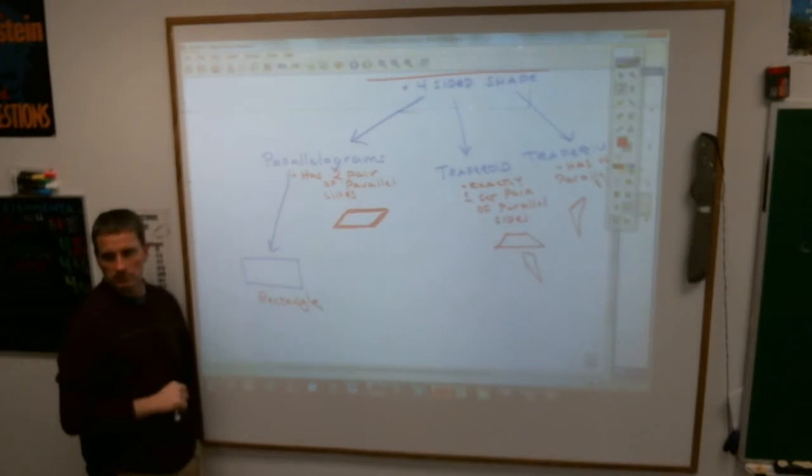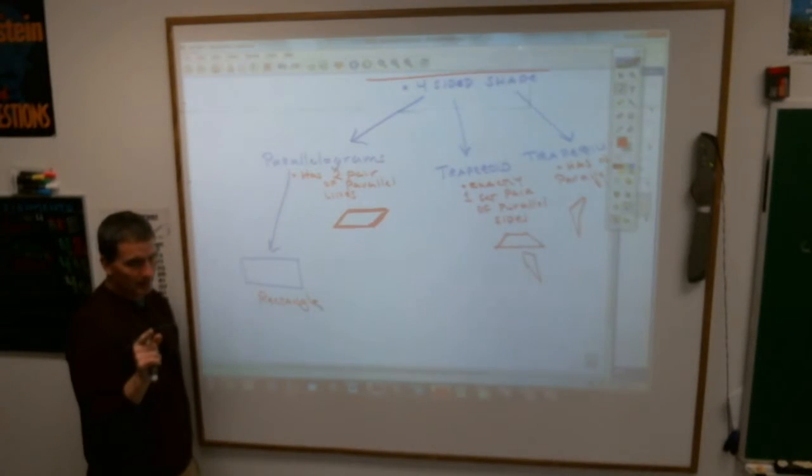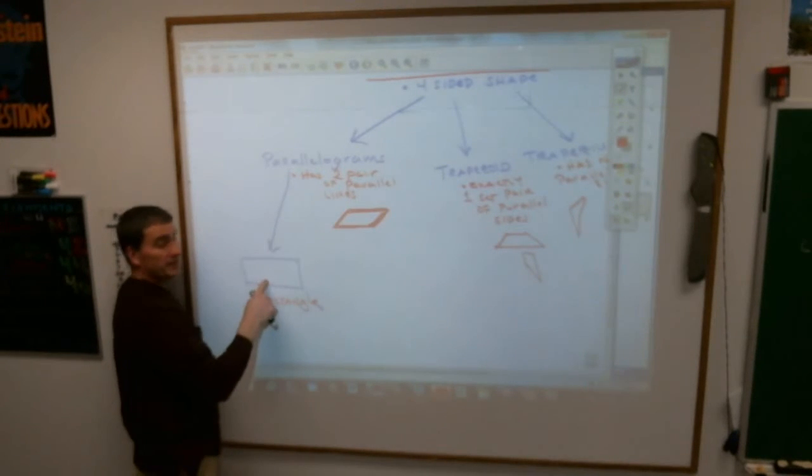Wow. The tension is so thick you could cut it with a knife. The two pairs of parallel. Yeah, but that's a parallelogram. It does have that, and a rectangle is a parallelogram, but it's special. What makes it a special type of parallelogram?